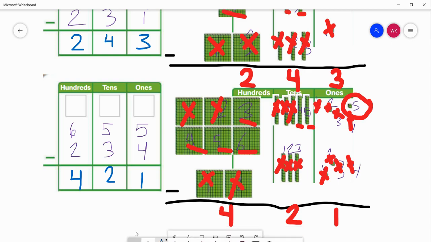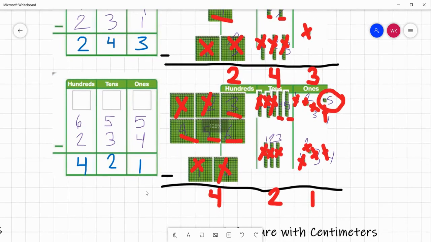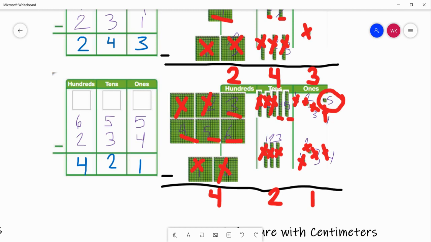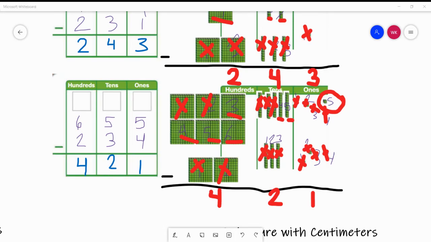I hope that you guys got that correct also. If you didn't, don't worry. Just keep practicing your subtraction with our base 10 blocks and our place value charts for 3-digit numbers.